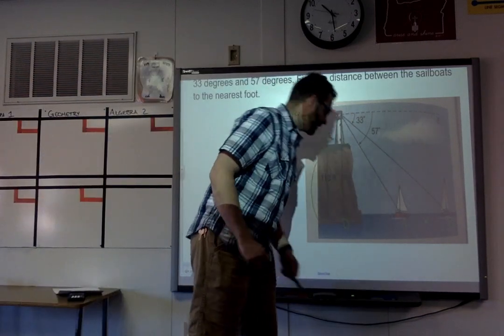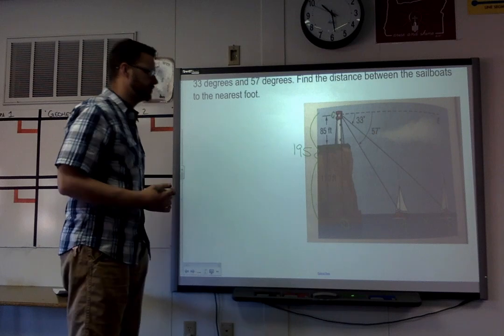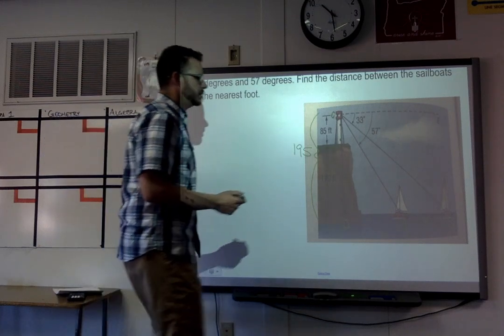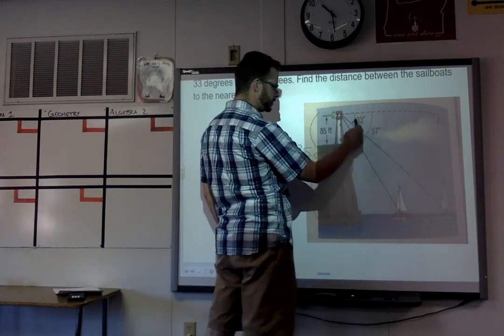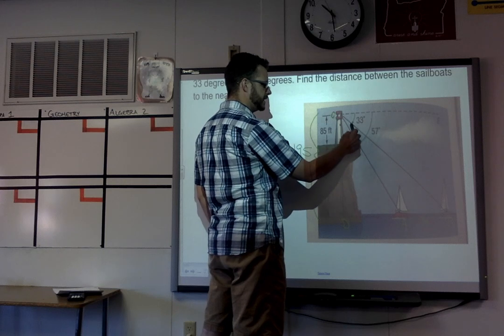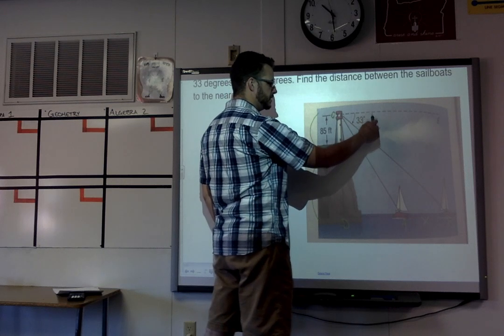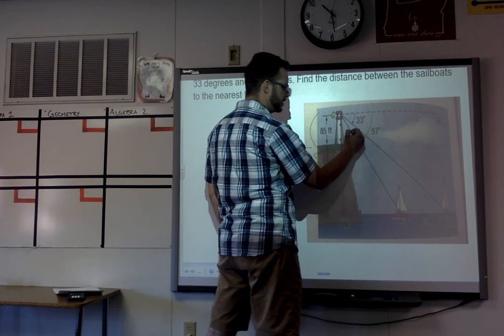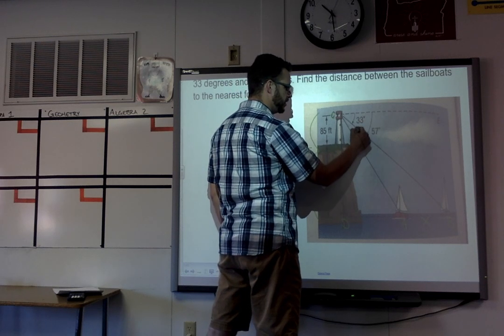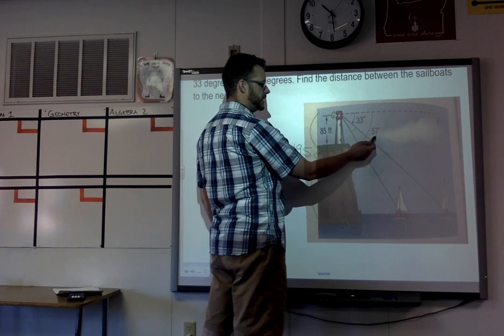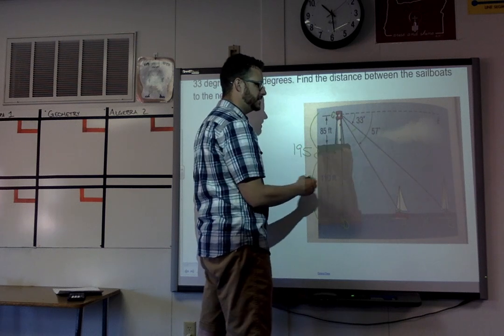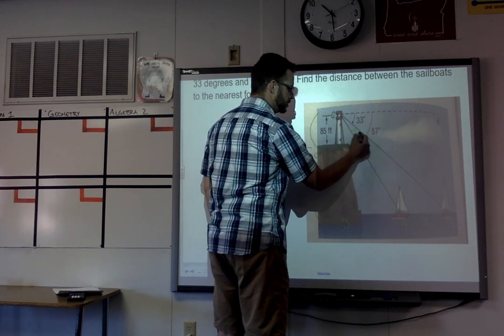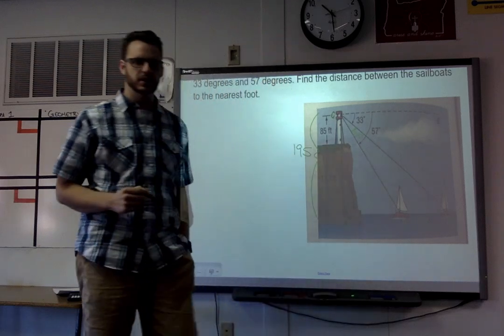In order to do that, we need to come up with some missing information here. We know that the angle of depression right here is 33 degrees. The angle of depression to this line is 57 degrees, which means that between those two is going to be an angle of 57 minus 33, which is 24 degrees.